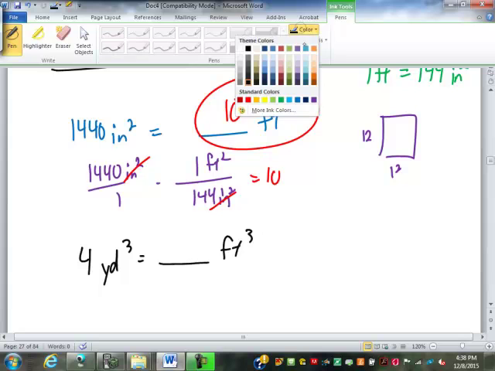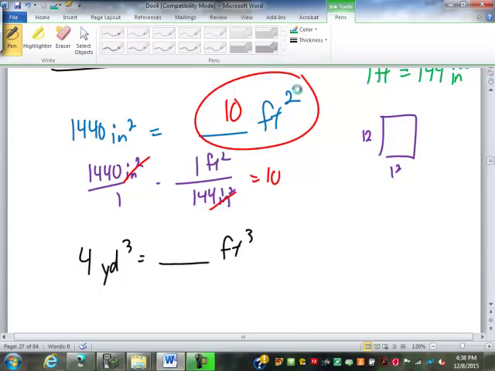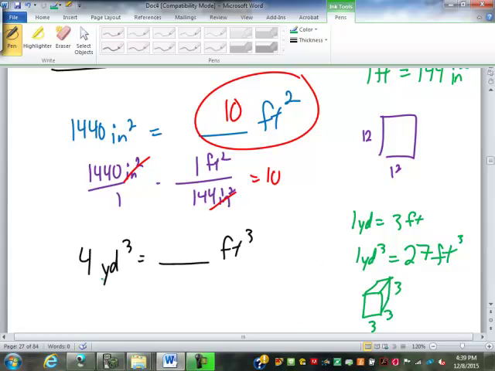How about if I have cubic yards into cubic feet? 8 cubic yards going into cubic feet. How many feet are in a yard? 3. How many cubic feet are in a cubic yard? Well, a cubic yard is 1 yard by 1 yard by 1 yard, or 3 feet by 3 feet by 3 feet, which is 27. Now, did the unit get smaller or larger as I went from yards to feet? Unit gets smaller, so the number has to get bigger. So that's 8 times 27, or 216.